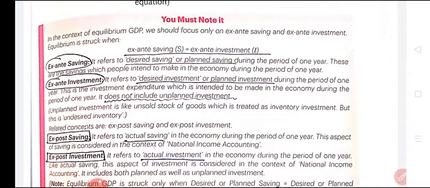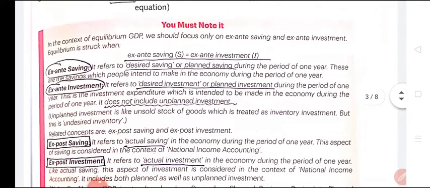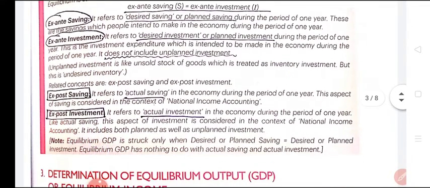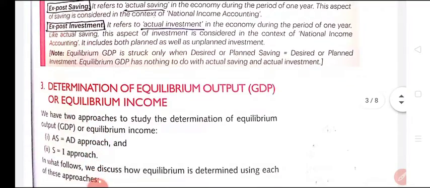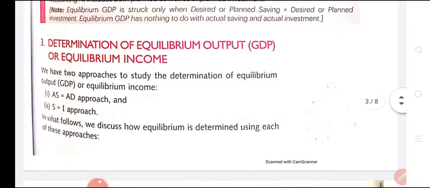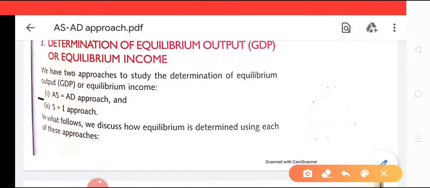Another thing is ex ante saving and ex ante investment. What do we mean by this? These are planned savings and planned investment, and they do not include the actual savings or actual investment. Ex post saving and ex post investment are the actual saving and actual investment. This is for your consideration. Do remember and note, ex ante means what we are planning and ex post means what is actually happening in the economy.